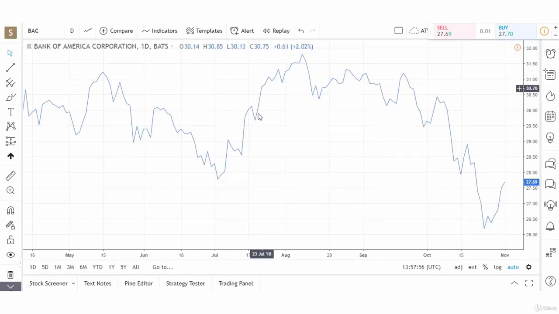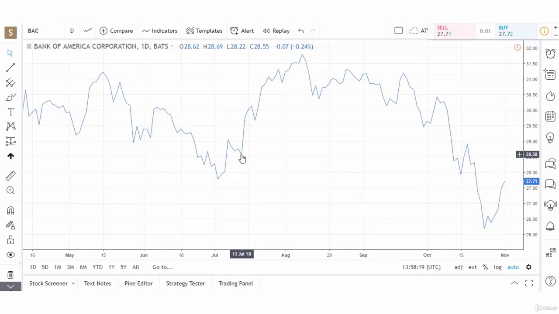So if we pick a day, we can look at the bottom of the chart. It'll give us the day. So on July 13th of 2018, the stock opened at 28.62. The high for the day was 28.69. The low for the day was 28.22. And the close for the day was 28.55.